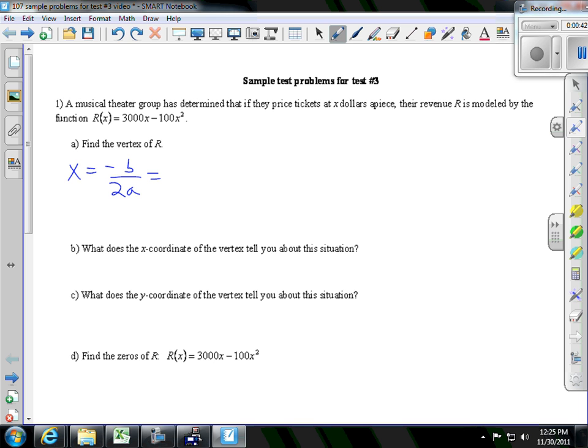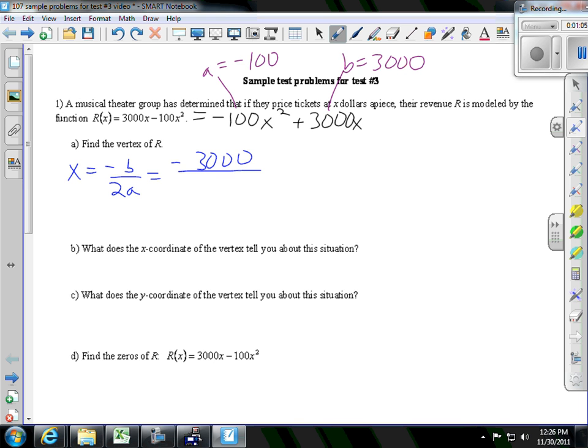And in order to use that formula, it might help us to rewrite this in decreasing order, so negative 100x squared plus 3000x. And so the a is negative 100, and the b is 3000. So we plug those into our formula. So we go negative 3000 divided by 2 times negative 100.